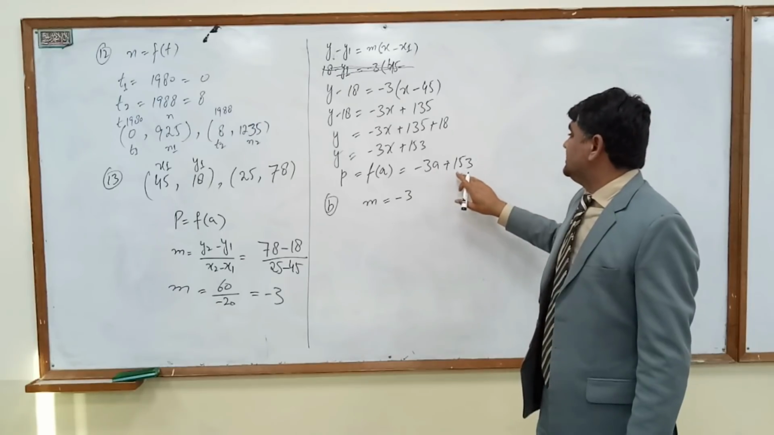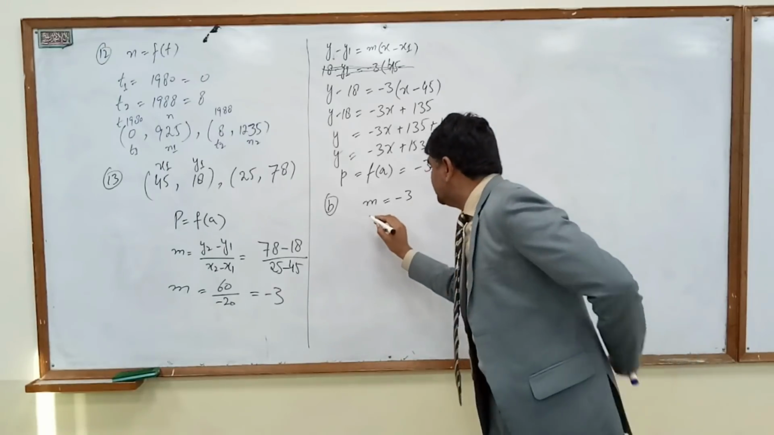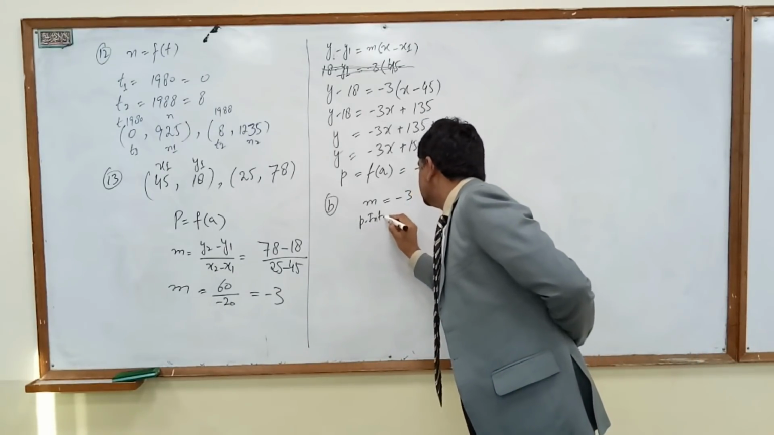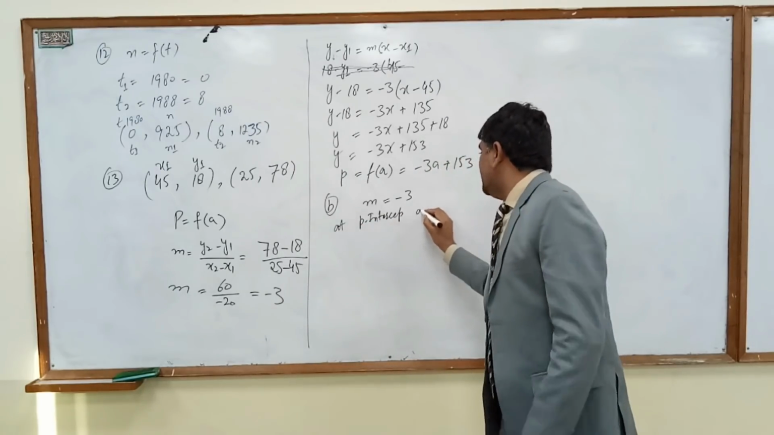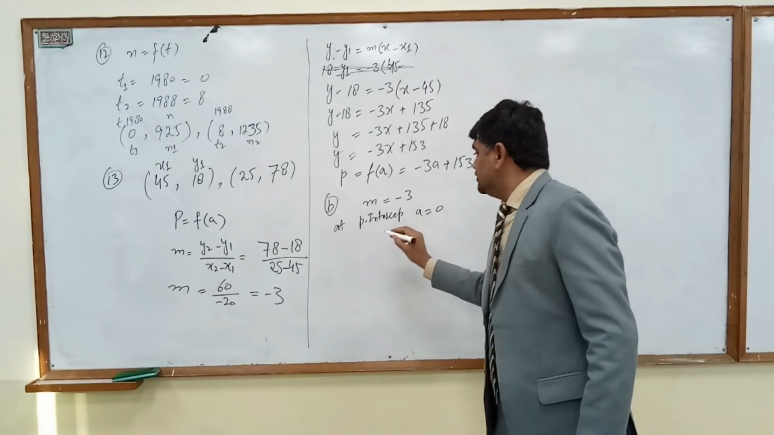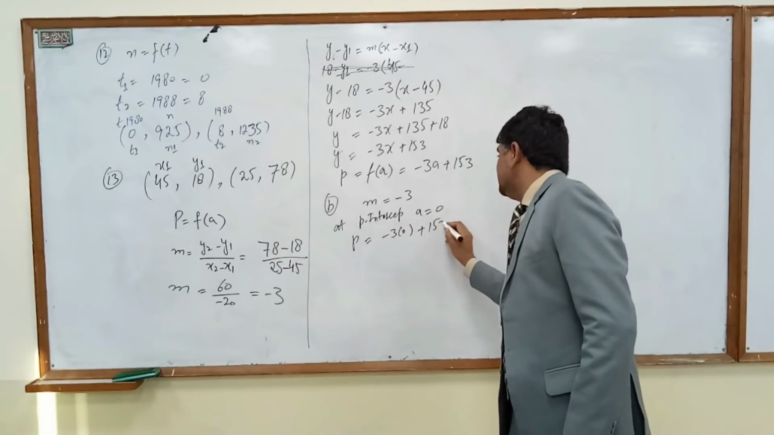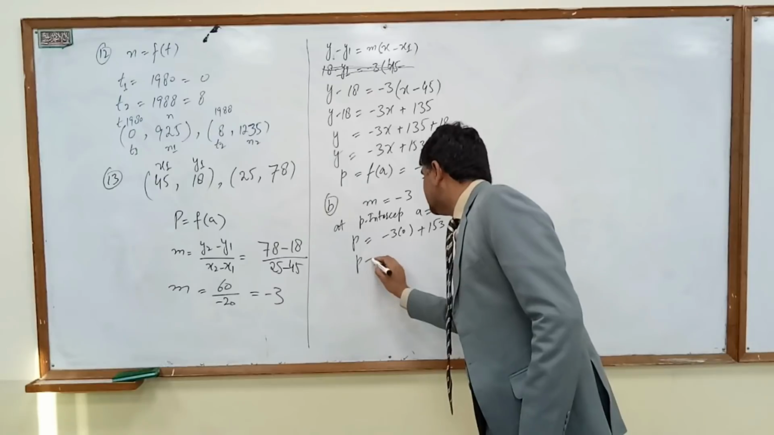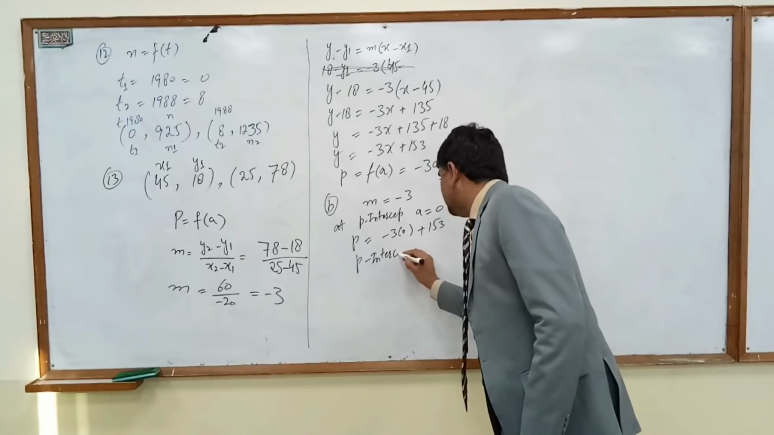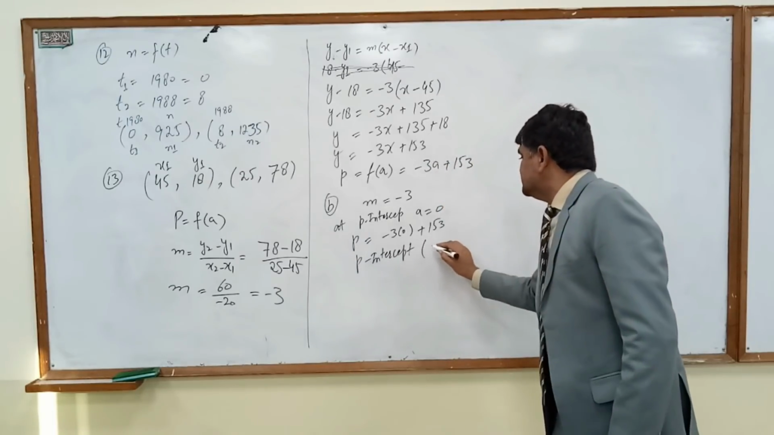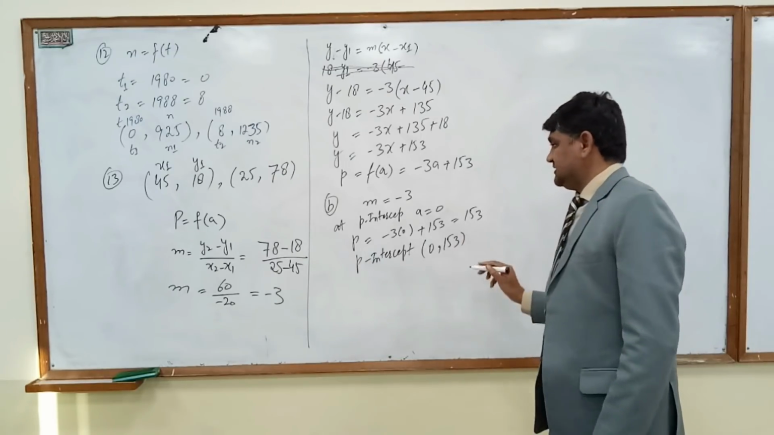Understood? We have the constant which is equal to 153. So at the p-intercept, a is equal to 0. So p is equal to minus 3 into 0 plus 153. The intercept is equal to 0 and 153. You can write here p is equal to 153.